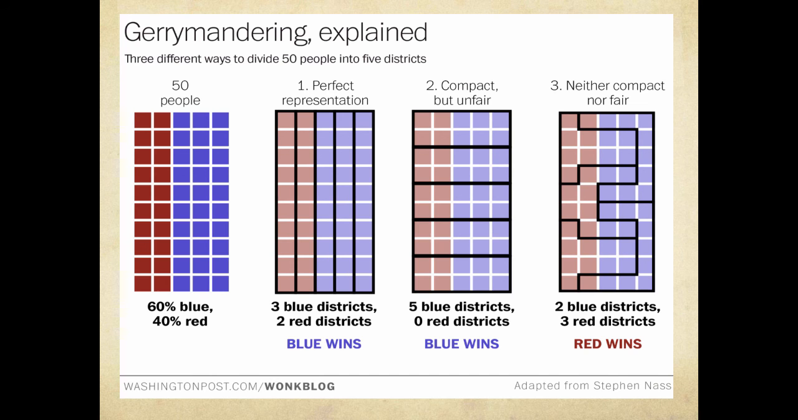This slide illustrates how gerrymandering, which is redrawing districts for political advantage, could actually work. Imagine that you had 50 people here in this first image, and let's say the red boxes represent Republicans and the blue boxes represent Democrats. Now you've got a state here with 50 people, and in this particular state, a majority is 60% blue, 40% red.